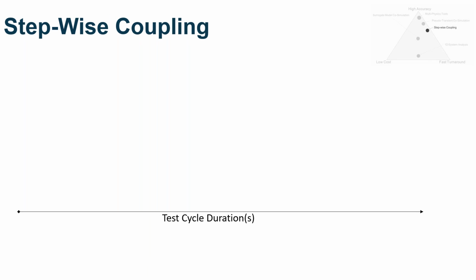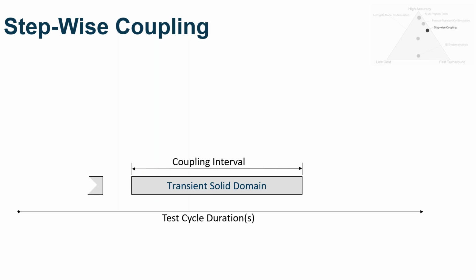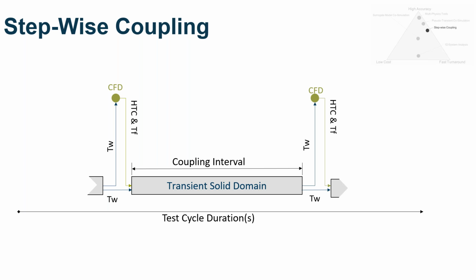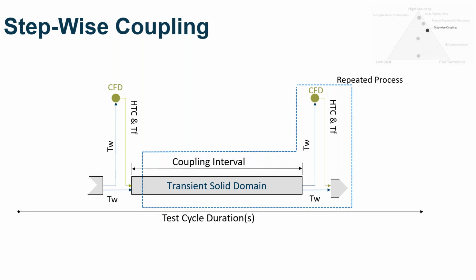The first method we explored was using a stepwise method. Now, this uses a transient solid domain defined by a coupling interval. And then at the beginning of that interval, we have our CFD solution. What we do is we pass the wall temperature from the transient solid domain back to CFD. The CFD solution then solves to give us the heat transfer coefficient and fluid temperatures, and then we seed the wall temperature forward to the next coupling interval. This process is repeated at the end of each coupling interval, and then we repeat the total process until we get the entire test cycle simulated.